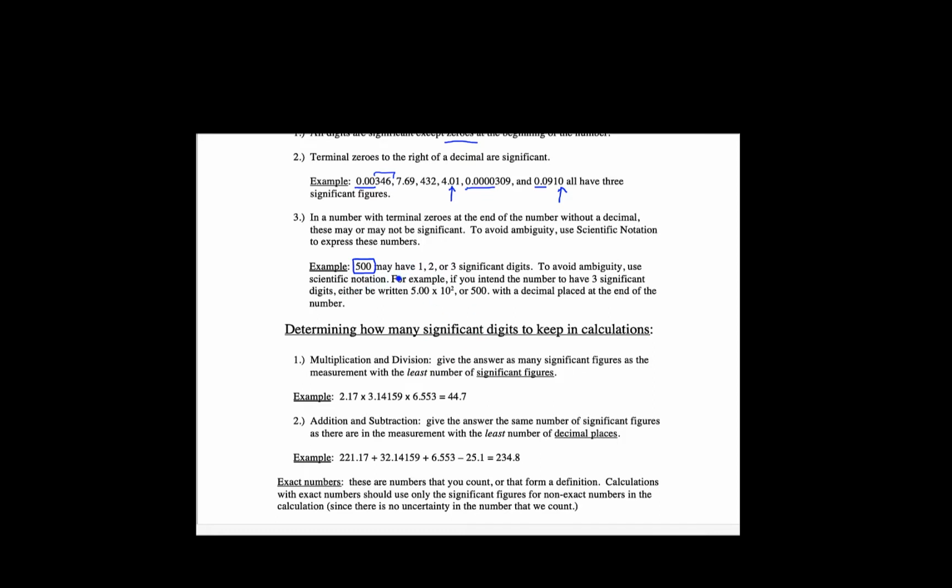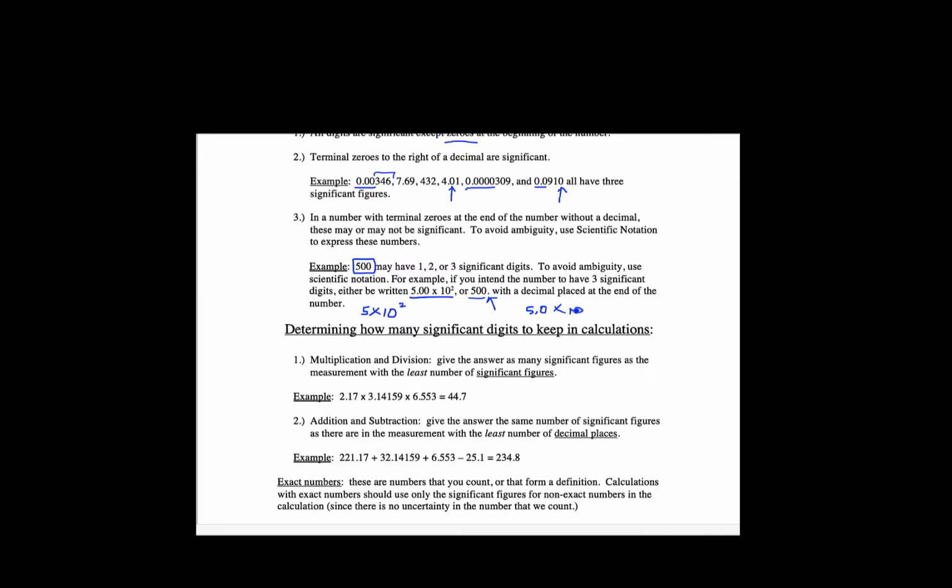So if you wanted to write 500 with 3 significant digits, we could either write that 5.00 times 10 to the 2, or we could write 500 with a decimal place right here at the right, indicating that those 2 numbers to the left of the decimal were also significant. If I wanted to write 500 and indicate that I only had 1 significant digit, then I should write 5 times 10 to the 2. Or if I had 2 significant digits, 5.0 times 10 to the 2.